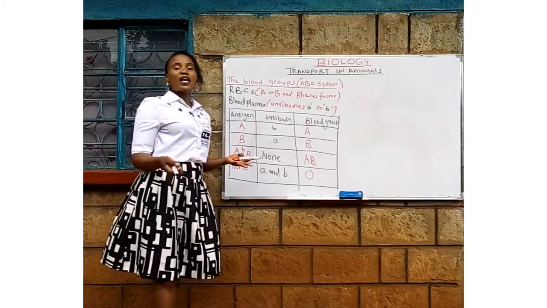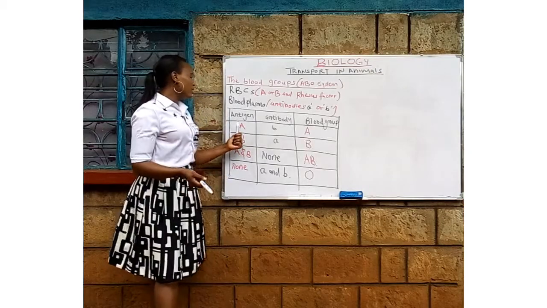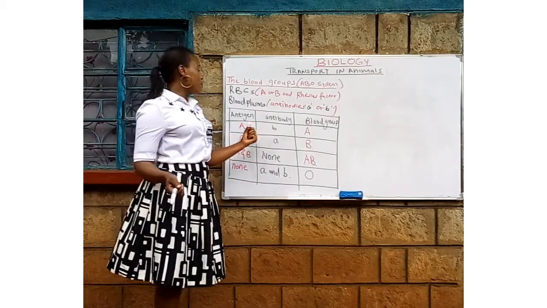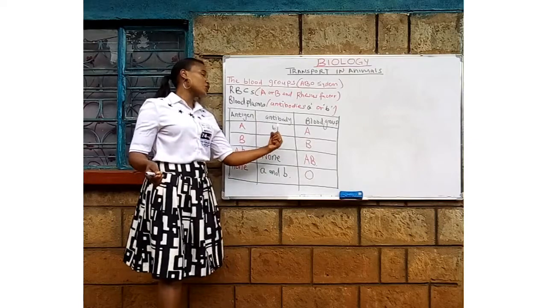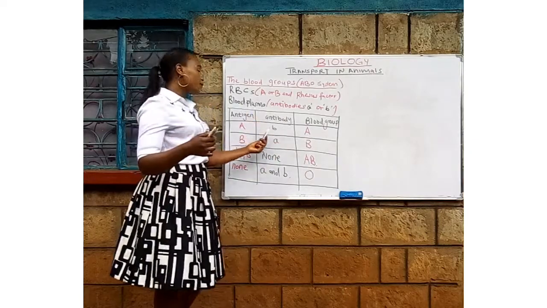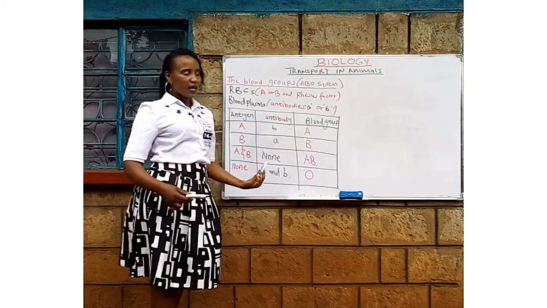I know you are wondering, why is it that when there is presence of antigen A in the red blood cell, there is presence of antibody B, and vice versa?